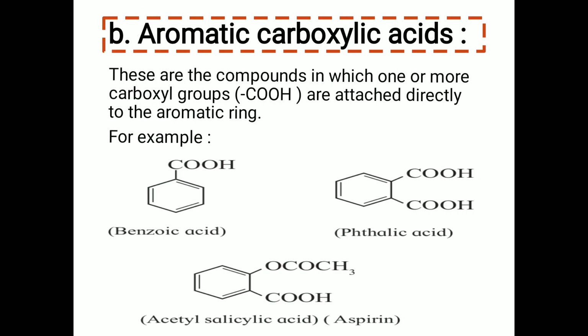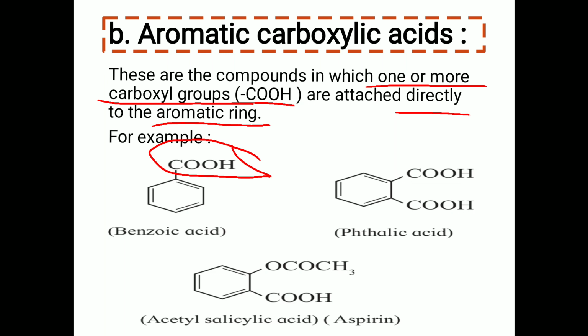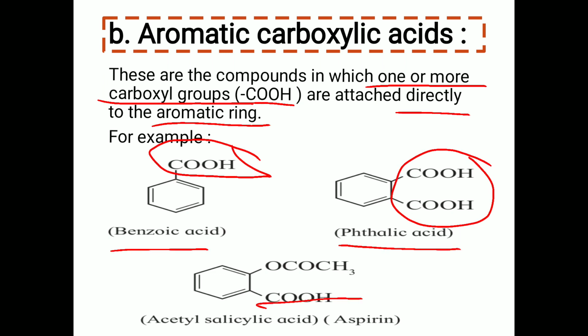Now the second one is the aromatic carboxylic acid. These are the compounds in which one or more carboxyl groups, that is COOH groups, are attached directly to the aromatic ring. For example, here the carboxylic group, that is COOH, is directly attached to the aromatic ring, that is benzoic acid. Now here there are two carboxylic groups attached directly to the aromatic ring, that is known as phthalic acid. And next is acetyl salicylic acid, in which also the carboxylic group is attached to the aryl group.